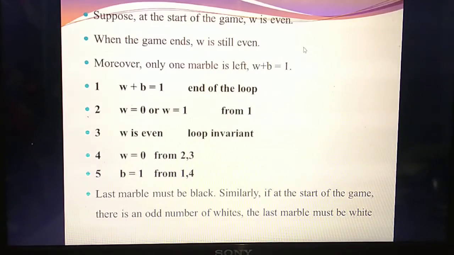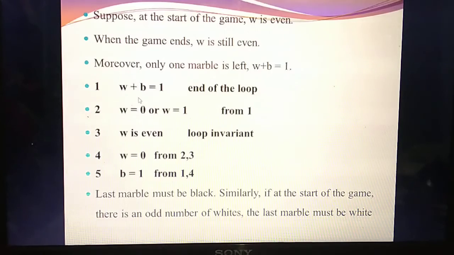Okay, listen. In the last step, only one marble is left in the jar. How many marbles are left in the jar? Totally 1. That is W plus B equal to 1. Either W equal to 1 or B equal to 1, or W equal to 0 or W equal to 1. But you are given W is still even. So at the end of the loop, what's the condition? W plus B equal to 1. Only one marble is left.